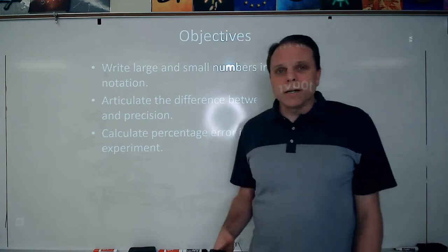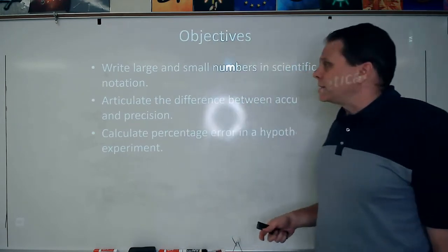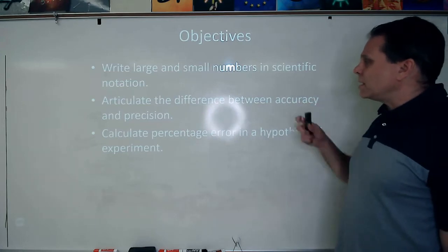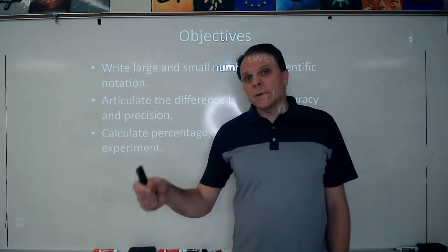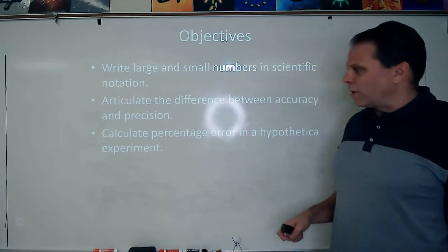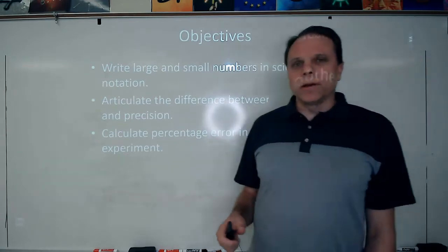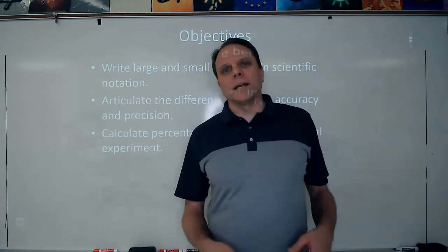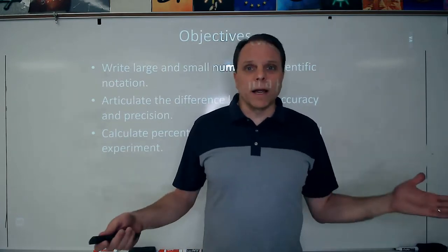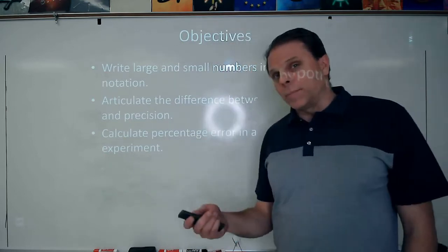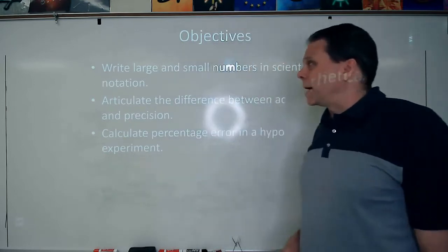Being able to take large and small numbers, write them in scientific notation, and to then be able to articulate the difference between accuracy and precision. Hopefully that's going to be a review for you. And then we're going to do a calculation called percent error. And then we're going to do that in a hypothetical experiment so we can see what our percent error would be in this particular experiment. You're going to be doing something like that in one of our labs coming up.